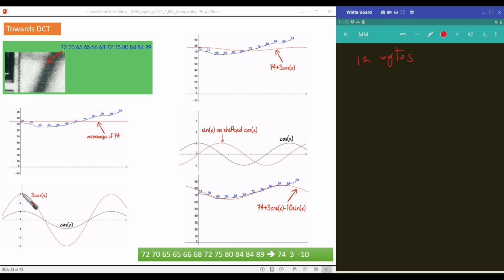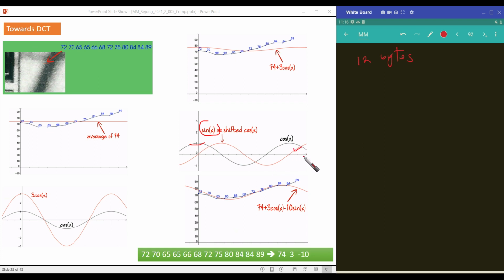So in other words, we can just add every number with this 74. So 74 plus 3 is 77. So this is basically 77. And at every point you add up, you come up with this red line. So we are saying 74 plus 3 cos x. Now, what is the sine x? Sine x is basically the shifted version of cos x. If this is our cos x, and you do a 90-degree phase shift, then we will be having sine x.